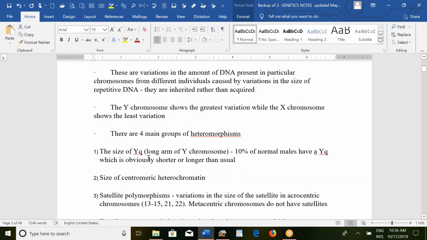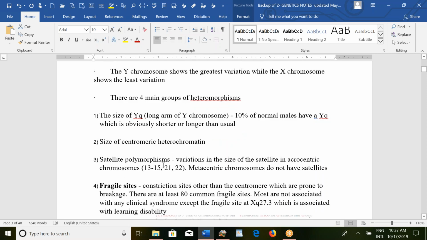There are four main groups of heteromorphism. One, the size of Yq, the long arm of the Y chromosome. Q is the long arm and P is the short arm. About 10% of normal males have a Yq which is obviously shorter or longer than usual. Then the size of centromeric heterochromatin. Then satellite polymorphism, which means variation in the size of the satellite in acrocentric chromosomes. Acrocentric chromosomes are those where the centromere is located towards one end: 13, 15, 21, 22. Metacentric chromosomes do not have satellites.